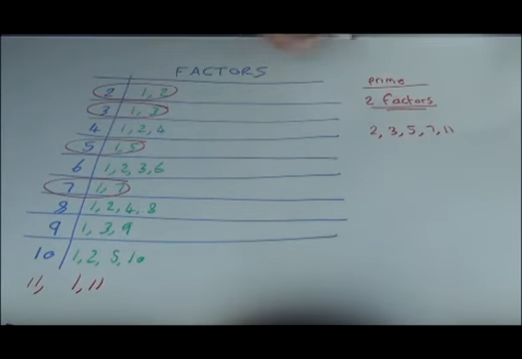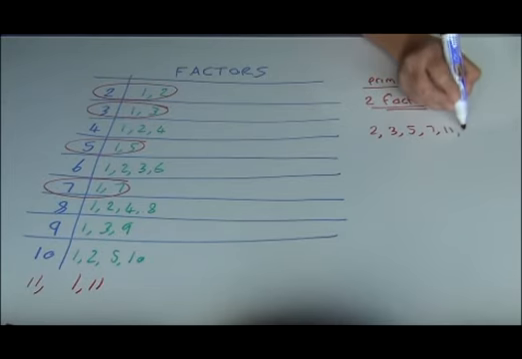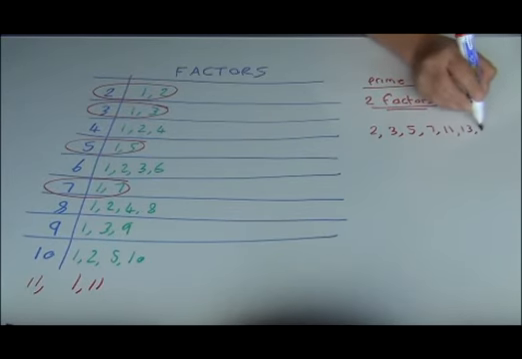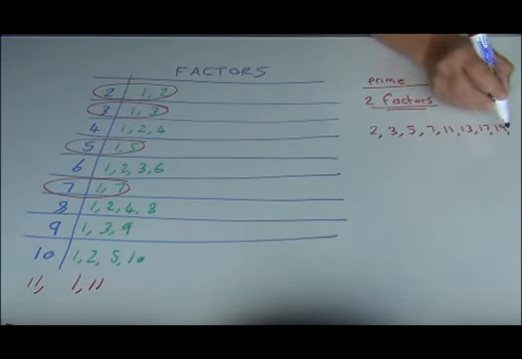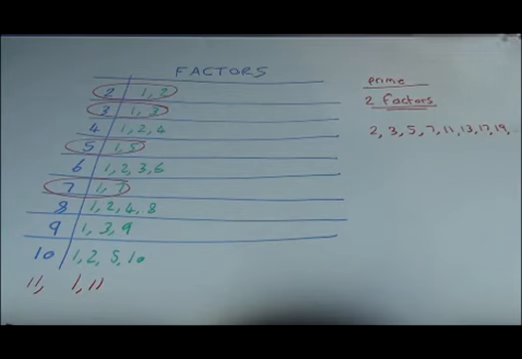And if you want to sit and work these out, some more of them would go 13, 17, 19 and so on. And prime numbers go on forever. So if you want to work out if a number is prime, list its factors. If it has 2 factors, it is prime. If it has more than 2 factors, then it's not prime.